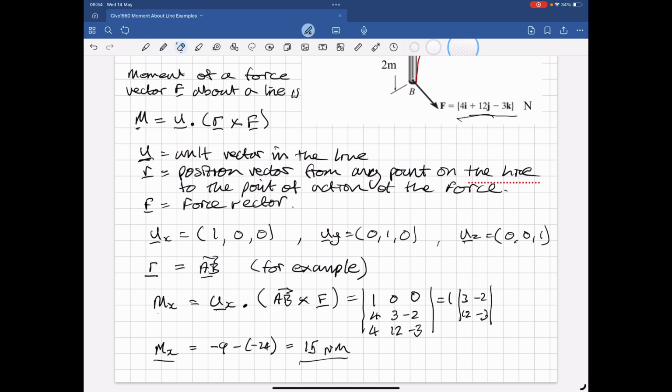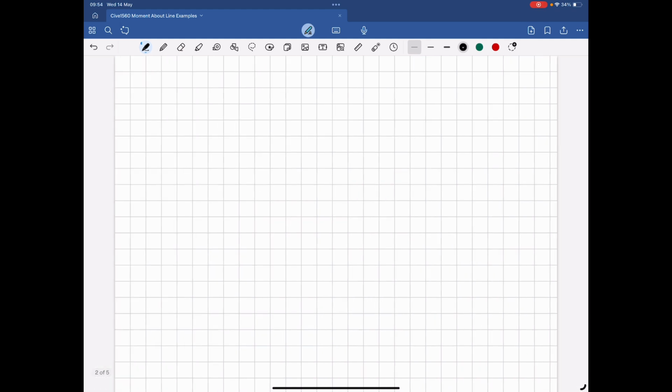It's not a vector, it's a scalar. Okay, so we'll do a similar thing for My, which equals uy dotted with, again it's AB because A is on the y-axis, crossed with F.